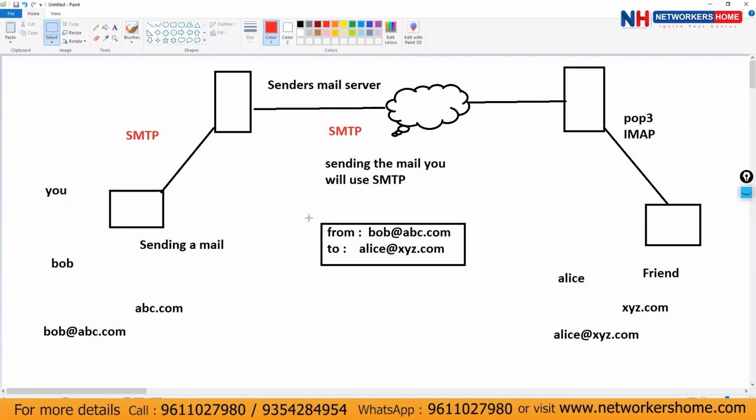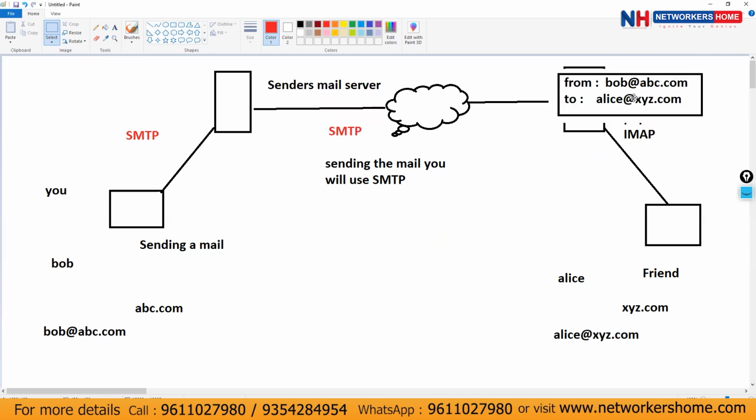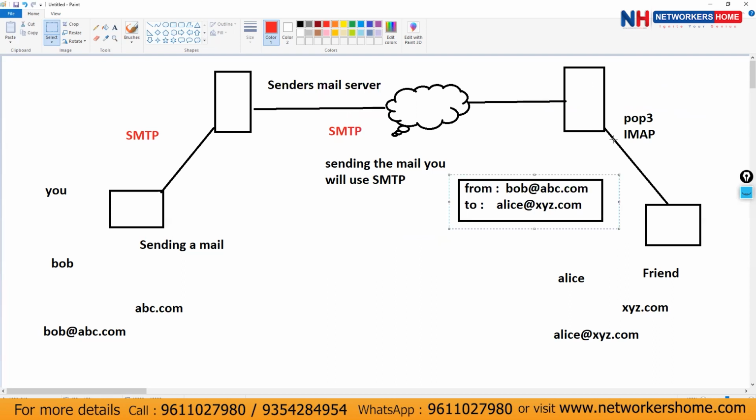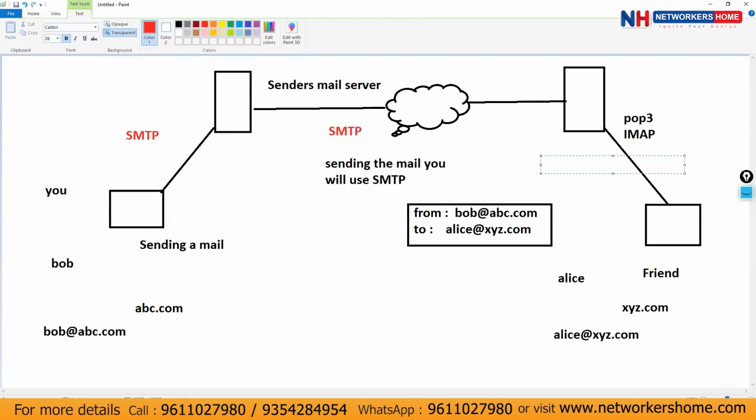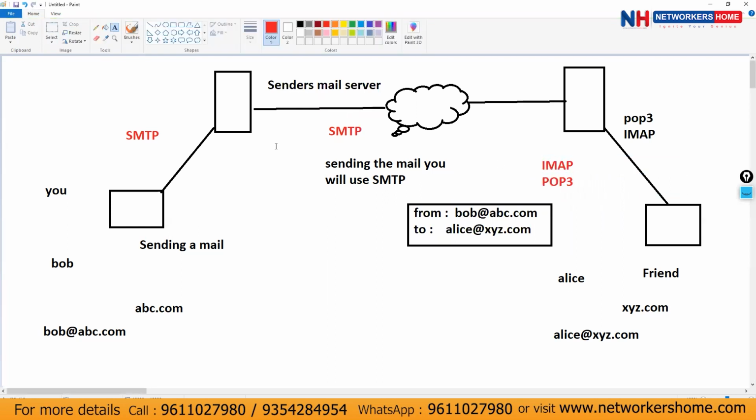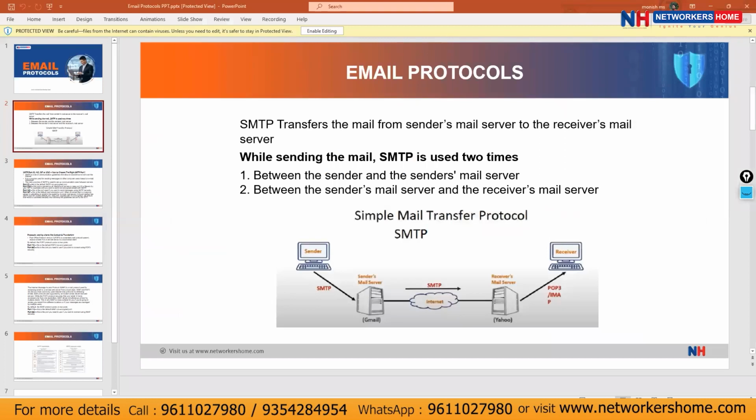Now the receiver's mail server has received the mail. Now you have to retrieve the mails from your mail server. To retrieve the mails, you are going to use either IMAP or POP3. So this is how the flow is. While sending, you use SMTP from your PC to your sender's mail server, and from the sender's mail server to the receiver's mail server, you use SMTP. And on the receiver side, to retrieve the mails from his mail server, he is going to use POP3 or IMAP. How these protocols work, we will see.